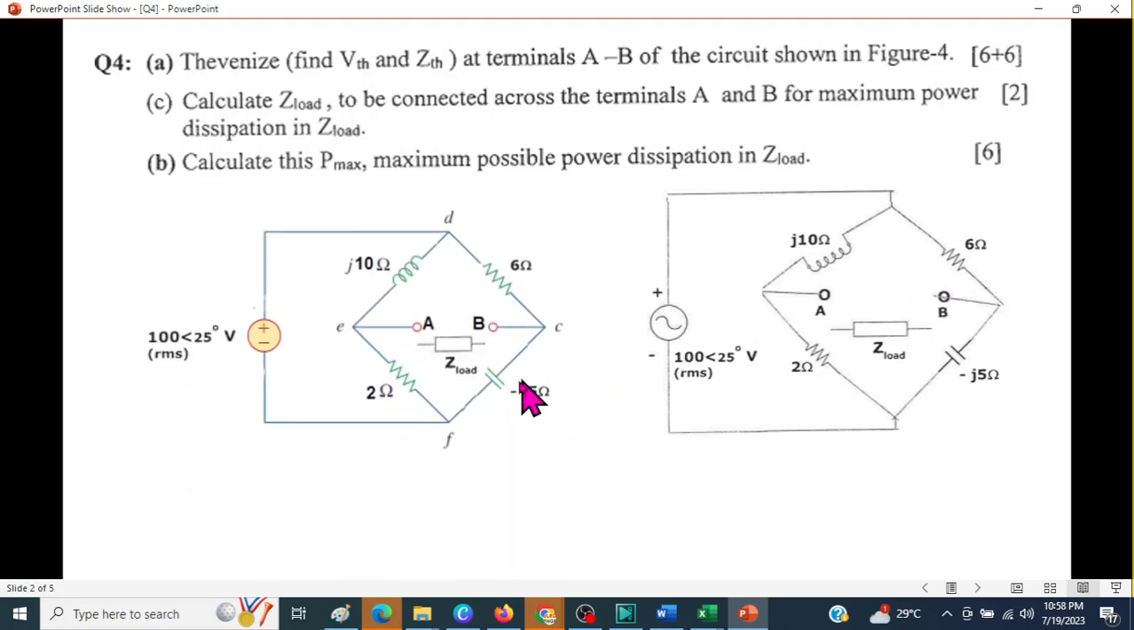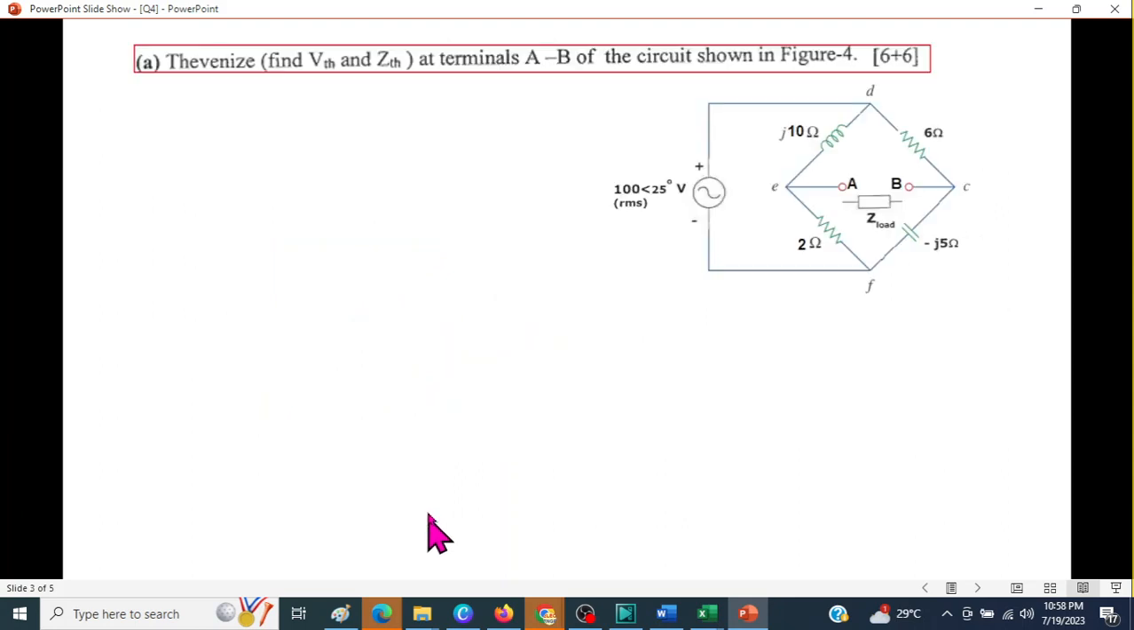I've just drawn it a little bit neatly. This is taken actually from Mr. Alexander's book. The values are changed. Okay, so the first part, to find the Thevenin voltage and impedance, we'll first of all find the impedance.